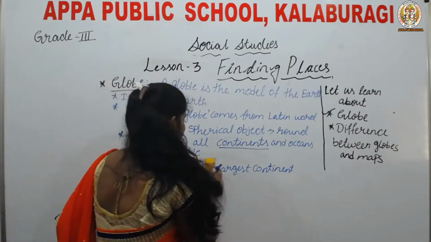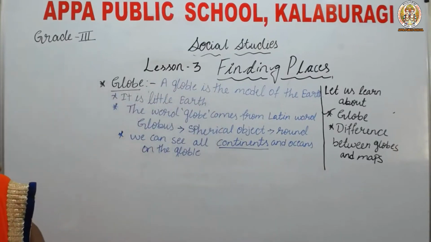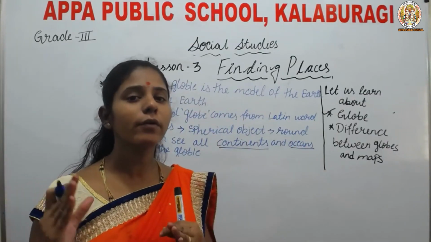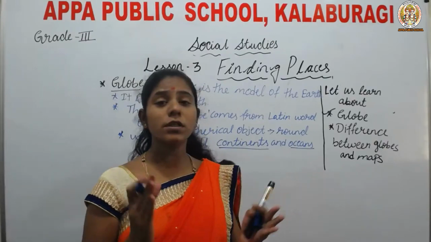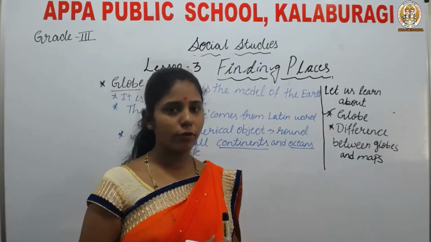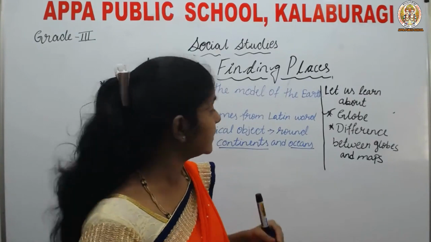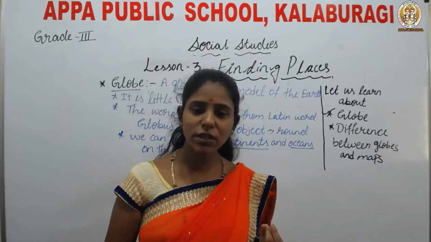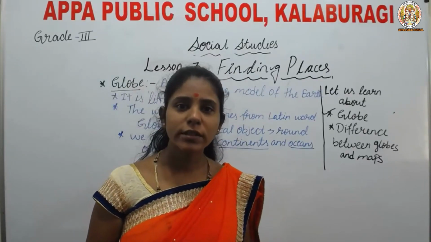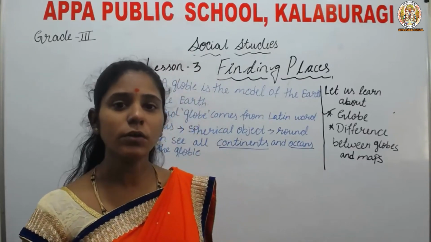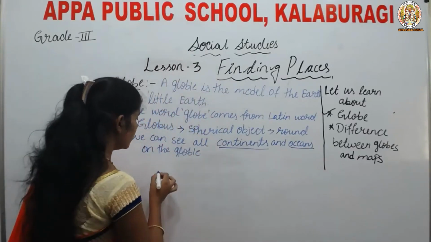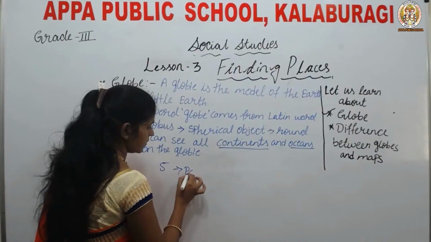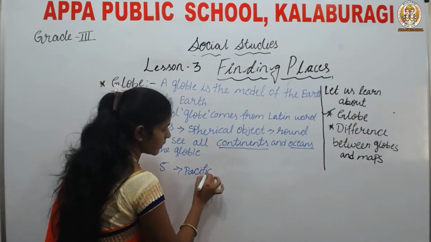What do you mean by ocean? An ocean is a large salty water body. How many oceans are there? There are 5 oceans on the earth: Pacific Ocean, Atlantic Ocean, Indian Ocean, Southern Ocean, and Arctic Ocean. Which is the largest ocean? The Pacific Ocean.